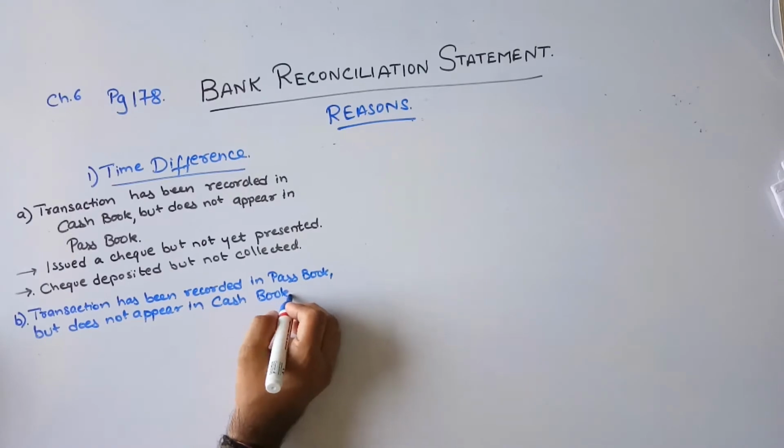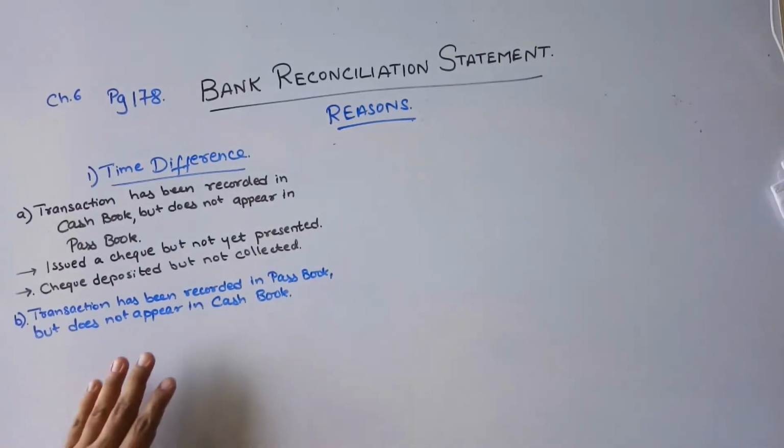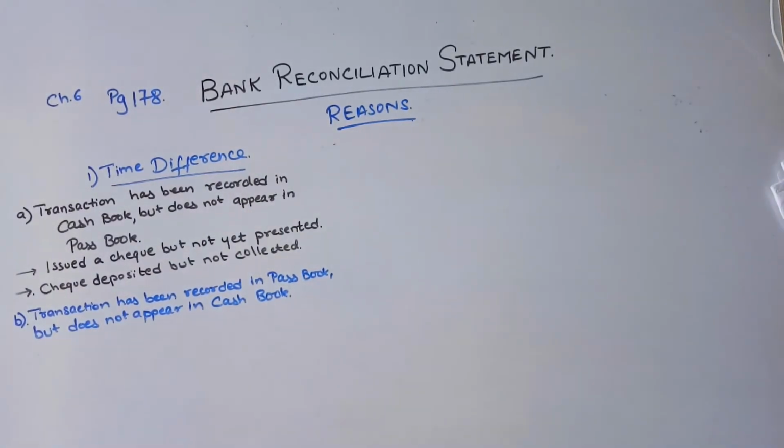Okay, friends. It has been recorded in the passbook, but we have not yet recorded the transaction in the cash book. When will this happen? This is majorly when the bank has recorded the transaction, but we haven't yet recorded it. Let us go one by one. Let us see the reasons what can be happening over here.